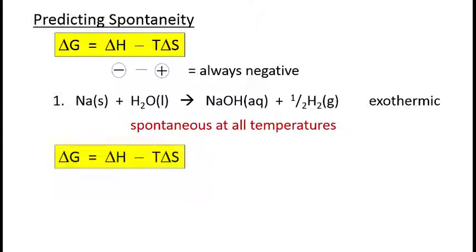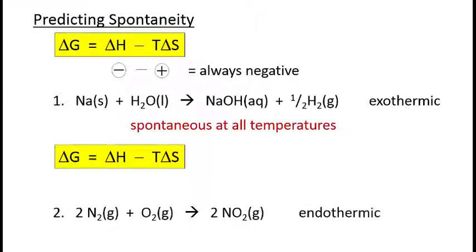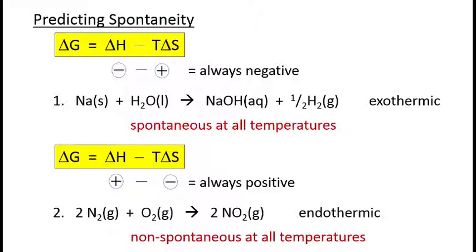In the second example, dinitrogen gas reacts with dioxygen gas to form nitrogen dioxide gas. Though we can't tell by looking at the balanced equation, we are told that this reaction is endothermic, so delta H is positive. There is no change in state, but we see that 3 moles of gas goes to 2 moles of gas. This is a decrease in entropy, so the sign of delta S is negative. A positive minus a negative is always positive, so this reaction is non-spontaneous at all temperatures. As an editorial comment, it's a good thing that this reaction is non-spontaneous, since our atmosphere is mostly nitrogen and oxygen, and nitrogen dioxide is a toxic gas.